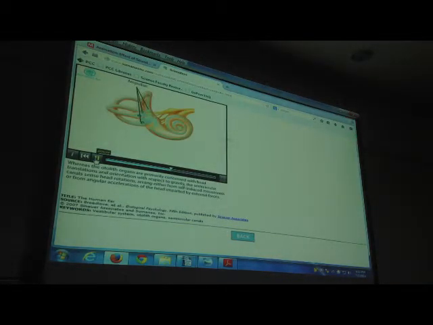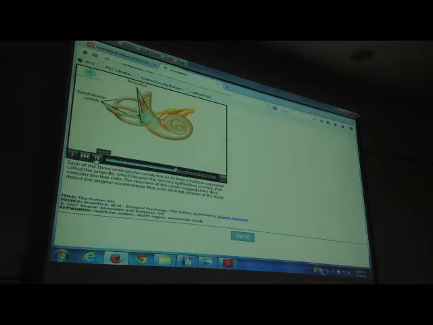Whereas the otolith organs are primarily concerned with head translations and orientation with respect to gravity, the semicircular canals sense head rotations arising either from self-induced movements or from angular accelerations of the head imparted by external forces.